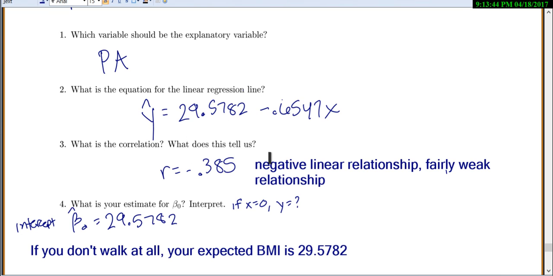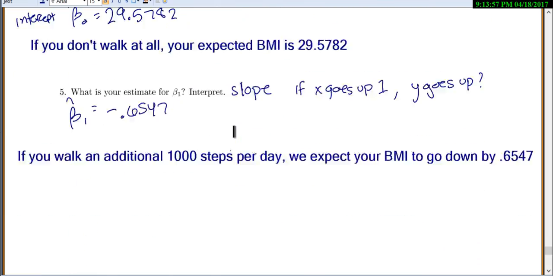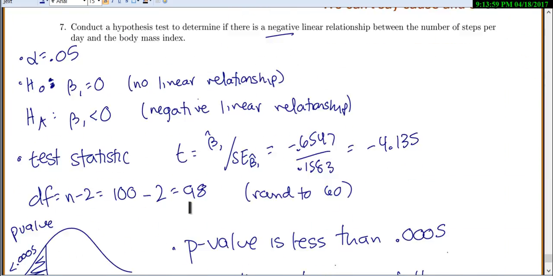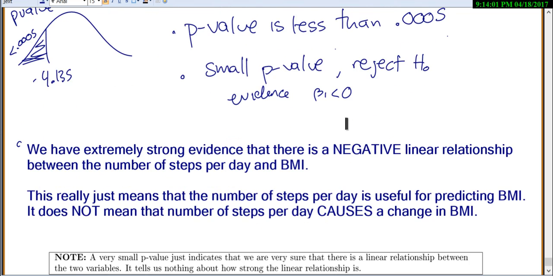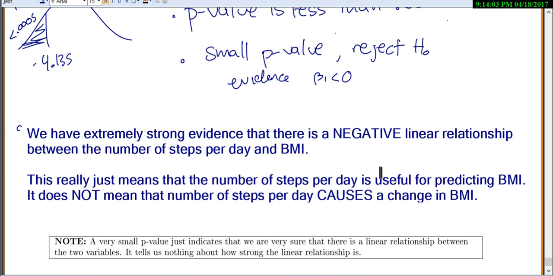Okay? That means the points aren't really that close to the line, and it also means that there's a lot of variation from person to person, and it's not really that closely related to the number of steps per day. There's a lot of other factors going on. So even though we have a really small p-value, that just means we're really sure that there is a linear relationship. It doesn't actually tell us that it's a strong linear relationship.